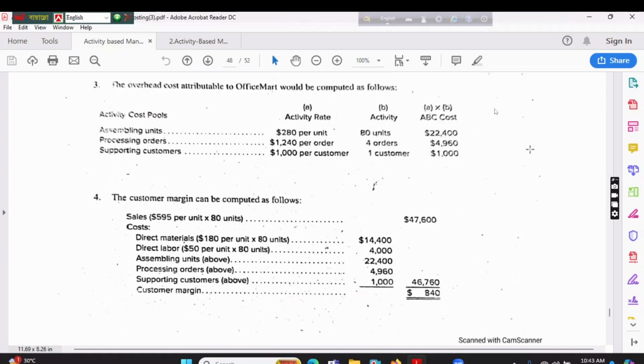This problem is an example of different stages of implementing ABC.